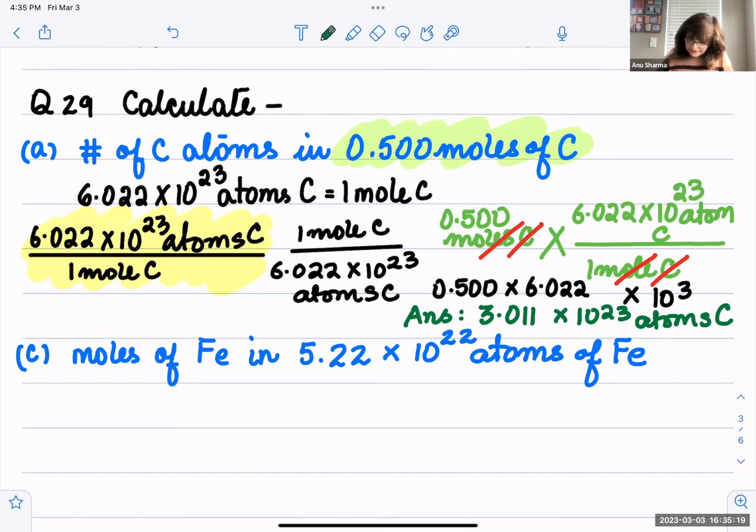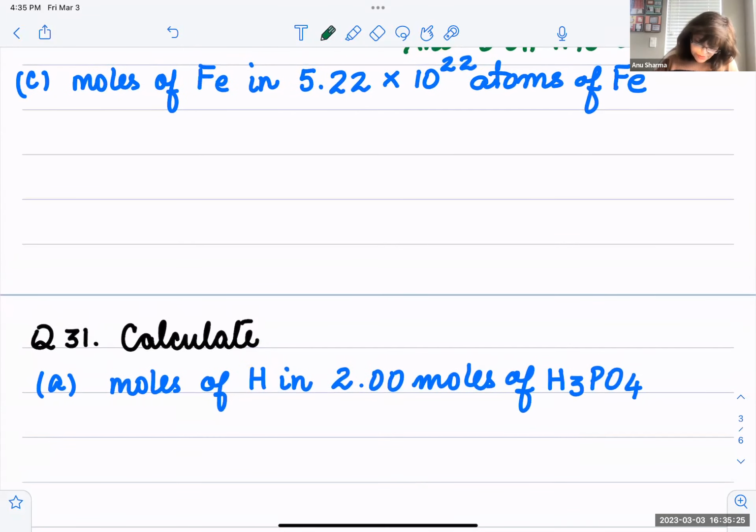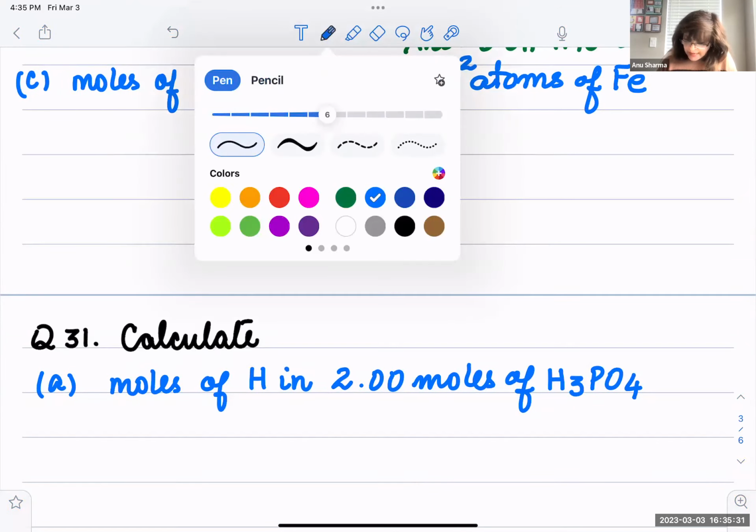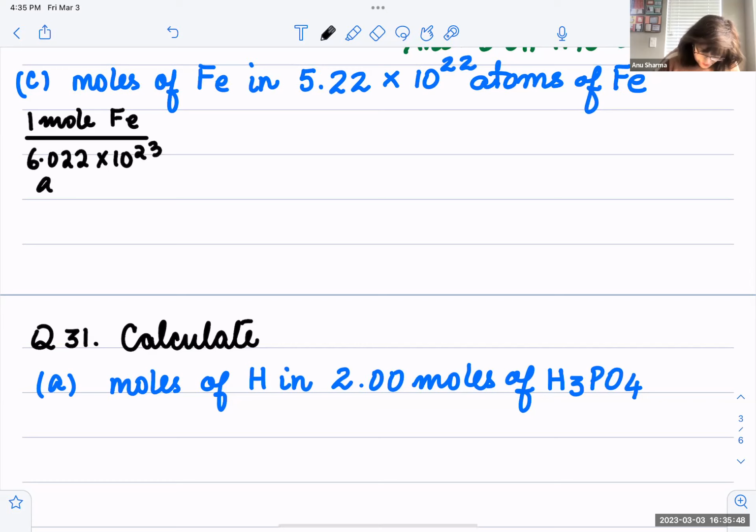All right. Okay, let's look at the next one. Moles of iron in the given number of atoms of iron. So it's the same story. You're going to use the conversion factor that allows you to cancel out the atoms so that you can get the moles. So 1 mole of iron over 6.022 into 10 to the power 23 atoms of iron, or 6.022 into 10 to the power 23 atoms of iron over 1 mole of iron.